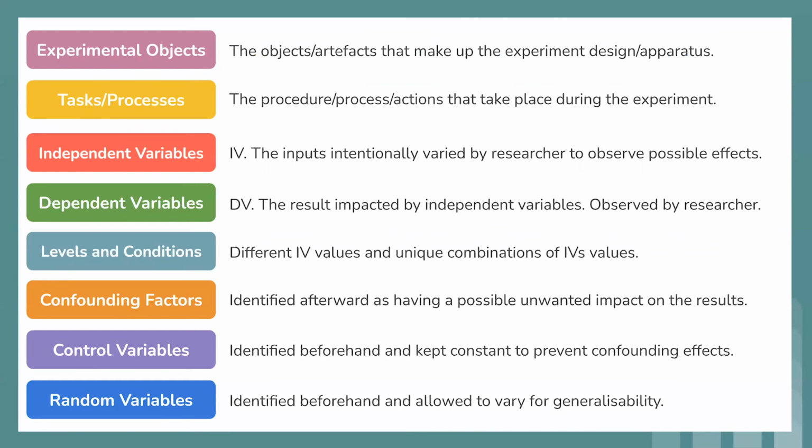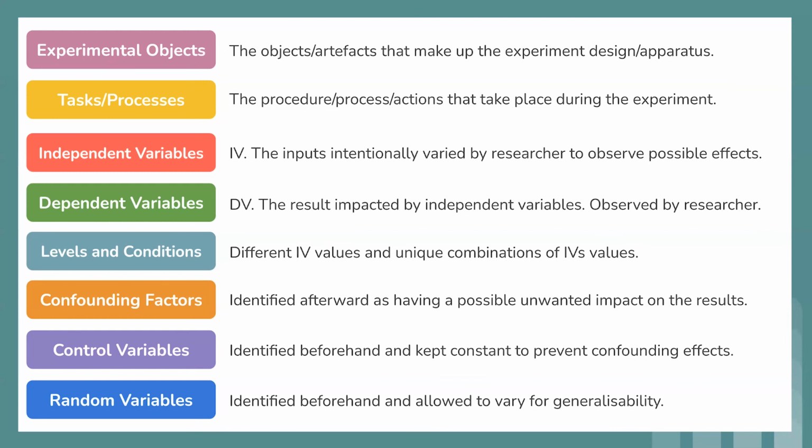So let's summarize the core components of an experimental design. Experimental objects are the objects or artifacts that make up the experimental design or the apparatus. These are the objects from which the experiment is built. The tasks or processes are the procedures or processes or actions that take place during the experiment. The outcome is observed by the researcher.